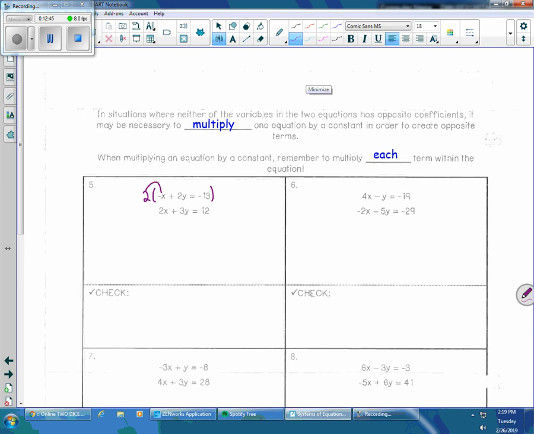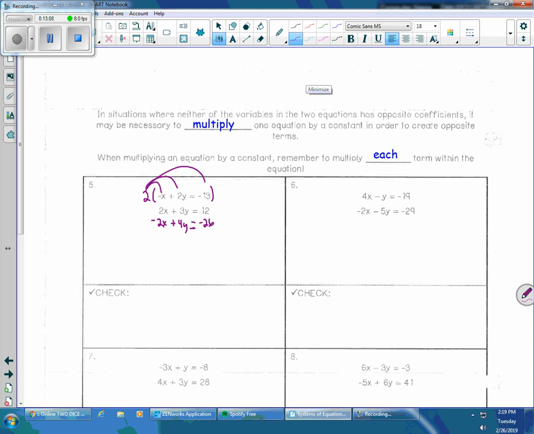So 2 times -x is going to be -2x, and I'm just going to line them up right below so I don't have to rewrite 2 equations. 2 times 2y is going to be a positive 4y, and then 2 times -13 is going to be a -26. My equal sign looks funny. So now I've got a set of opposites.